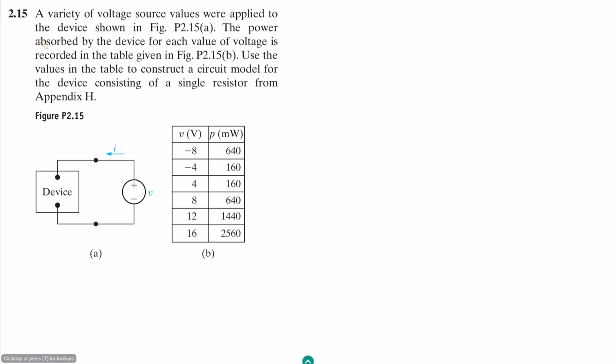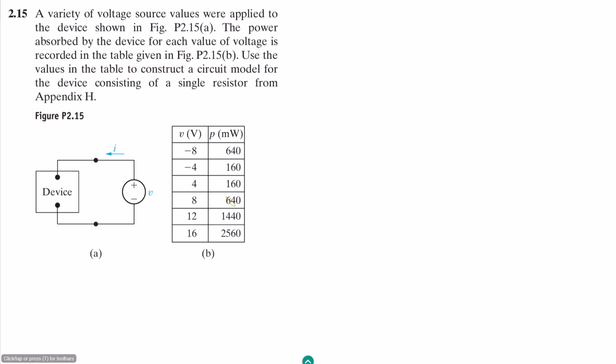Welcome back, guys. This is question 2.15 and the statement of this question is: a variety of voltage source values were applied to the device shown in figure P2.15a. So this is the figure where this is the voltage source, this is the current, and the device is connected with it in series.